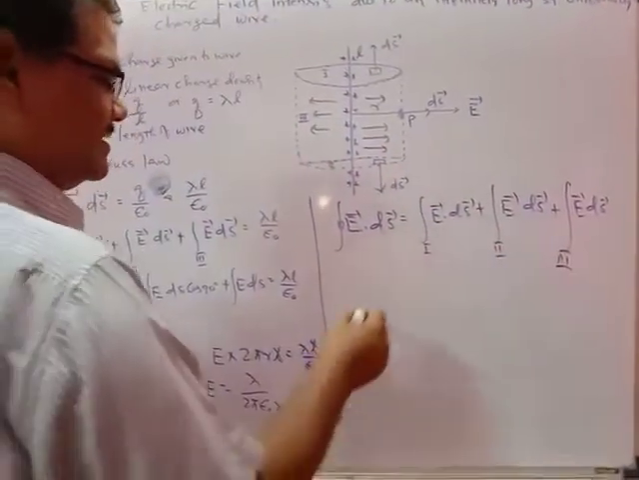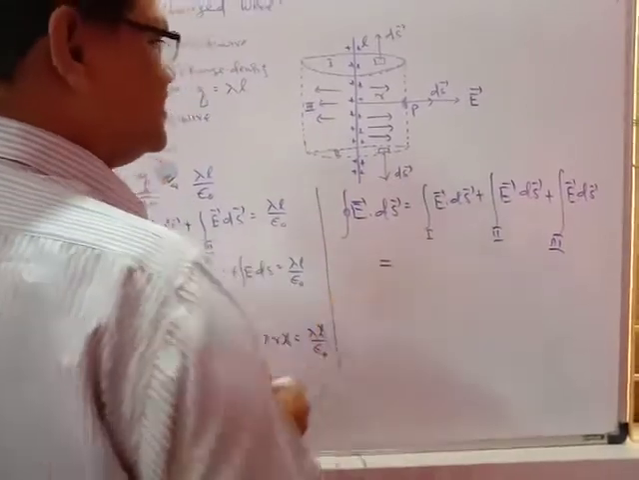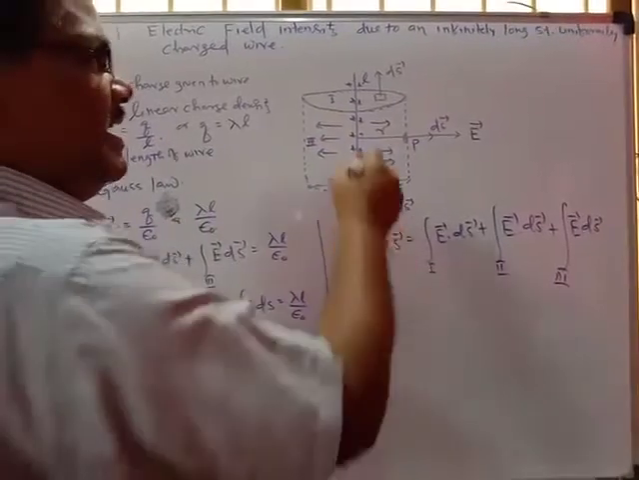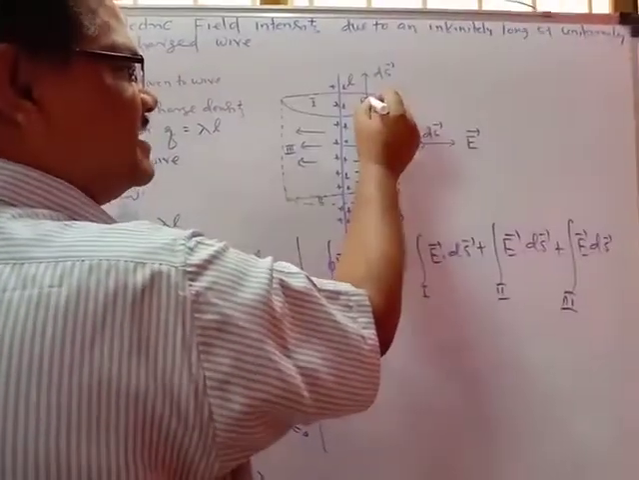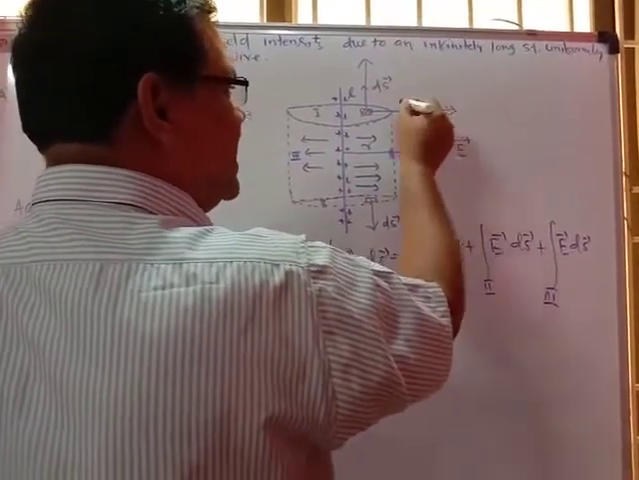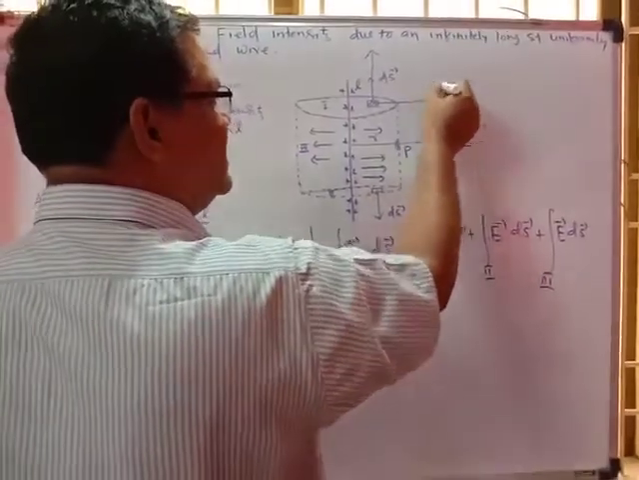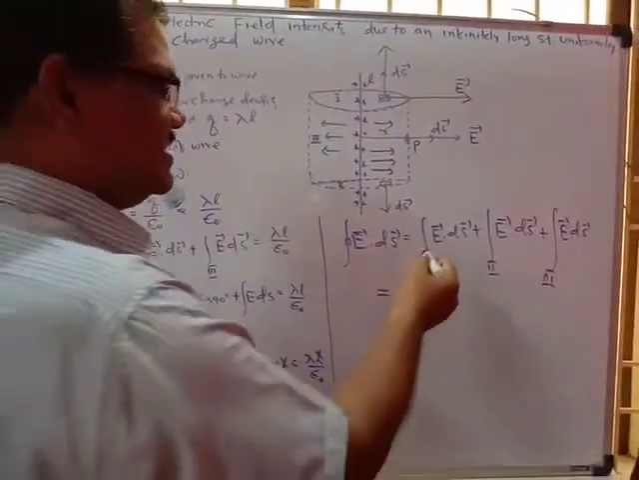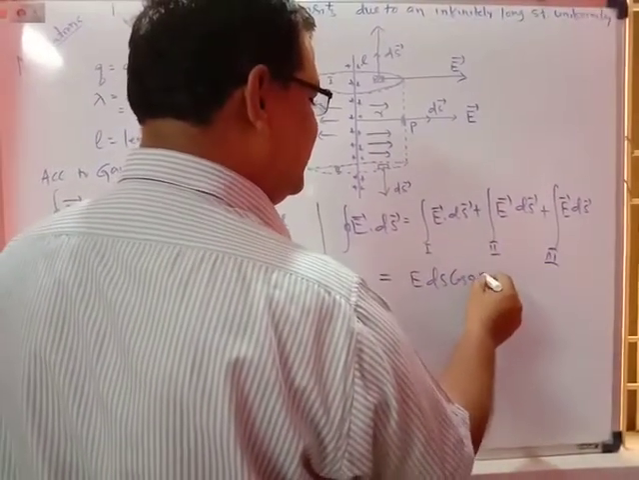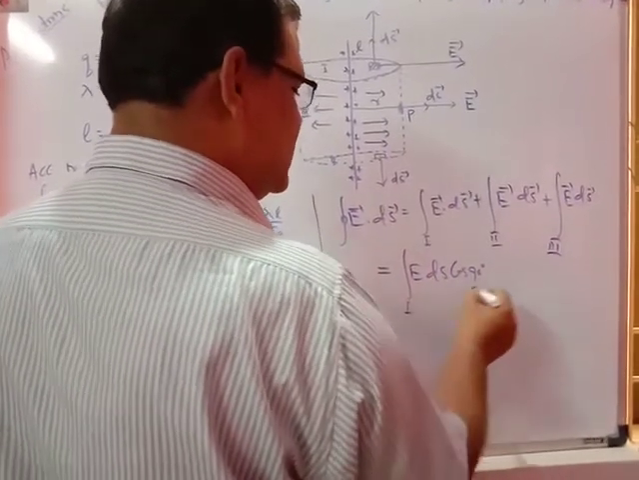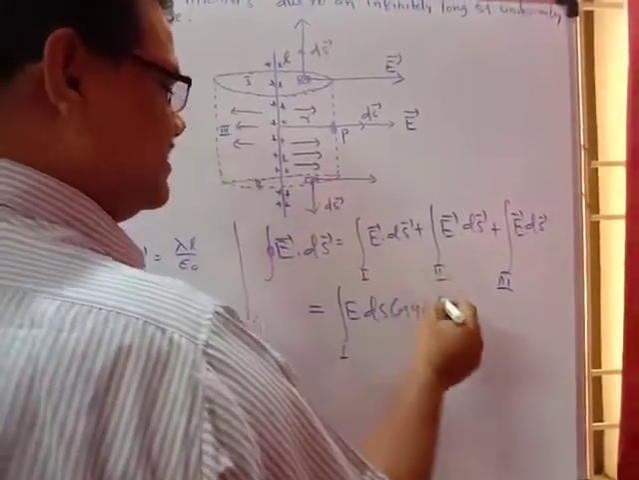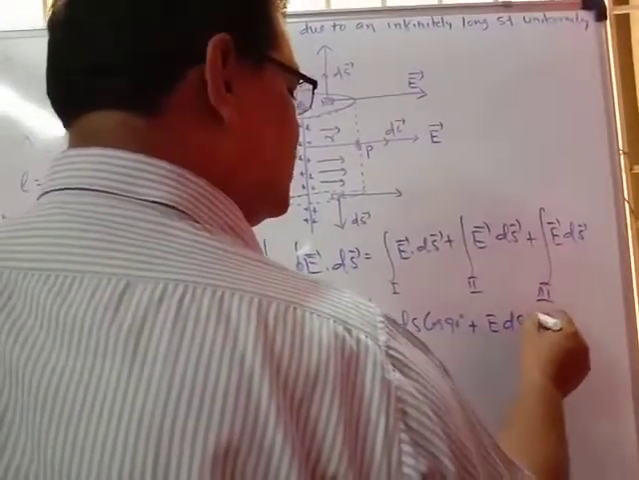So in case of the first surface, what happens here? If you take the elementary area dS, the dS vector will be directed along this way, and the electric field intensity is along this way. The angle between the dS vector and the electric field intensity will be 90 degrees. So in these cases you are finding E dS cos 90 degrees. Surface number 2 also gives the same: E is along this direction, dS is along this direction, so E dS cos 90 degrees.